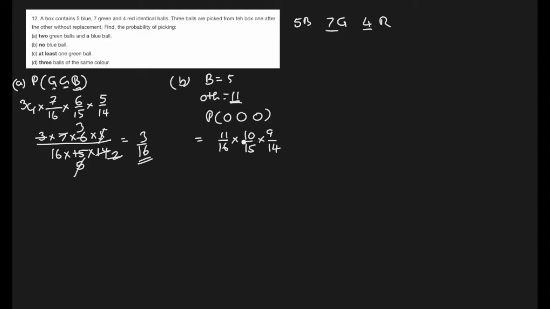So let's try to minimize this also. 3 cancels with this. 7. So 11 times 3 is 33. And 16 times 7 is 112. We can't simplify this. That's the answer.